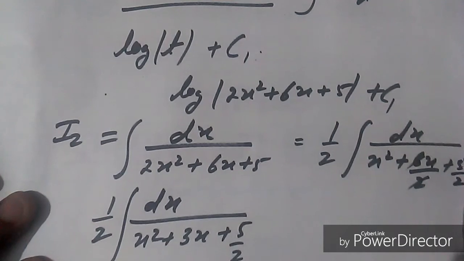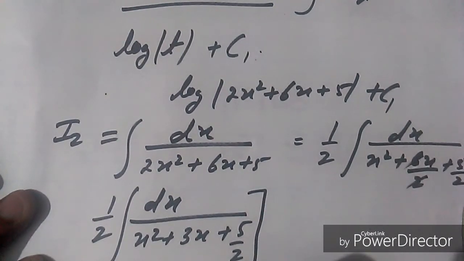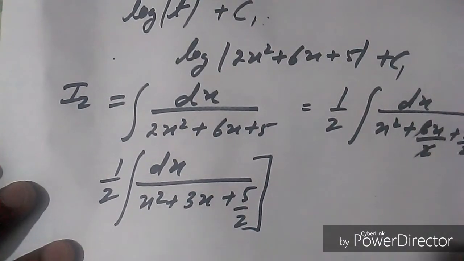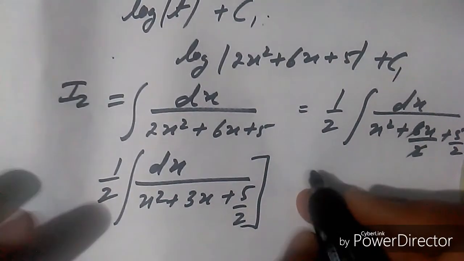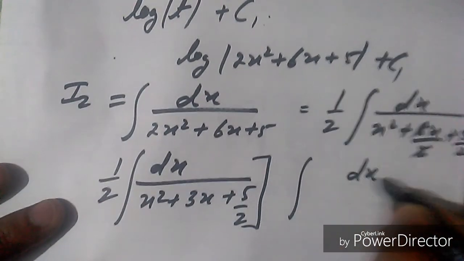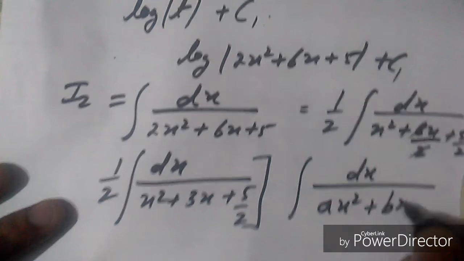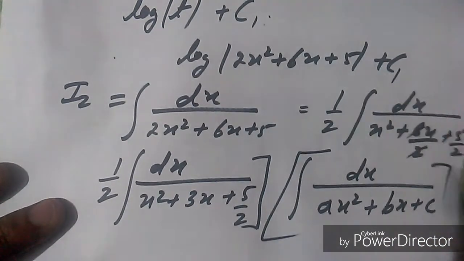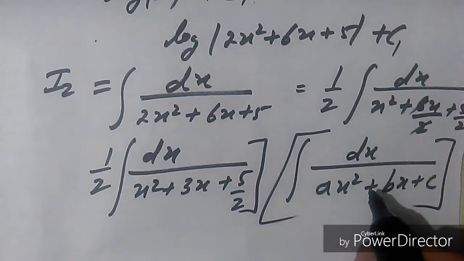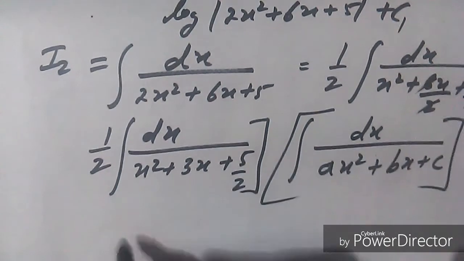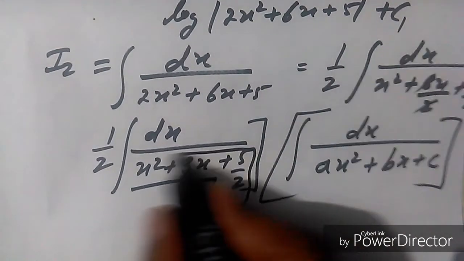Okay friends, now we calculate this equation. We calculate it by the first method of this exercise, that is dx by (a x square plus bx plus c). Solve this equation by this method. First of all we take this expression only, and we solve it.